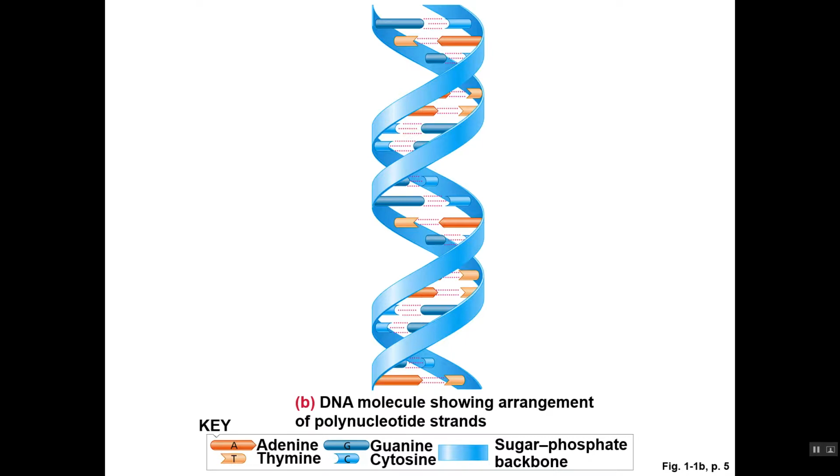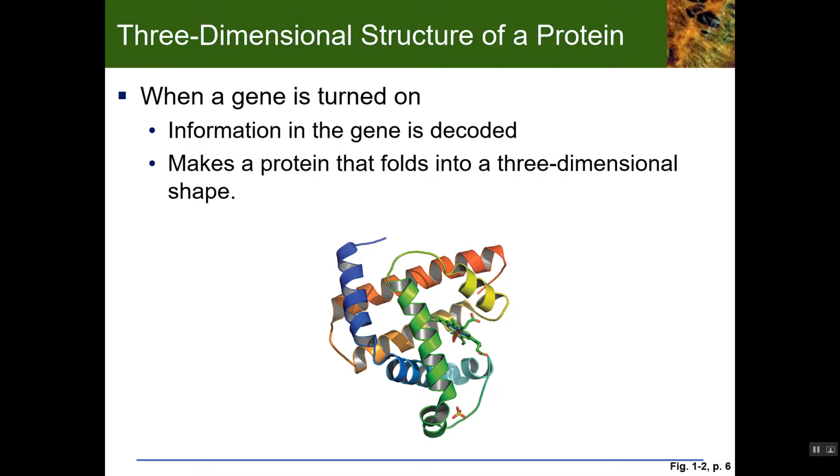Let's go ahead and continue on. Now, there's a 3-dimensional structure to a protein. When a gene is turned on, there's information in the gene that can be decoded, and it makes a protein that folds into a 3-dimensional shape called a conformational shape.